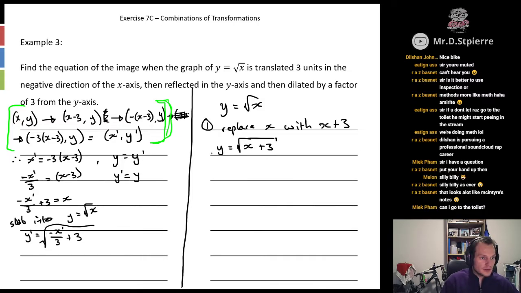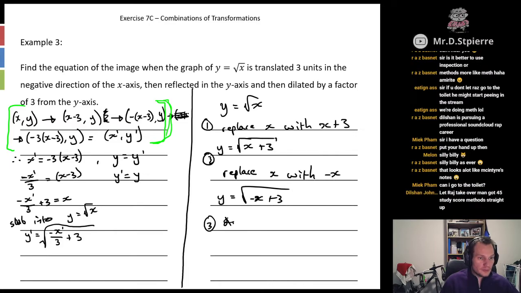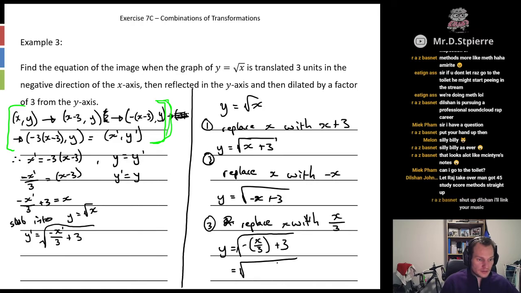Okay, second transformation, reflected in the y-axis. So if we reflect in the y-axis, we replace x with negative x, so we get y equals square root of negative x plus 3. And then our third transformation, where we dilate by a factor of 3 from the y-axis, means we replace x with x on 3. So we get y equals the square root of negative x on 3 plus 3.